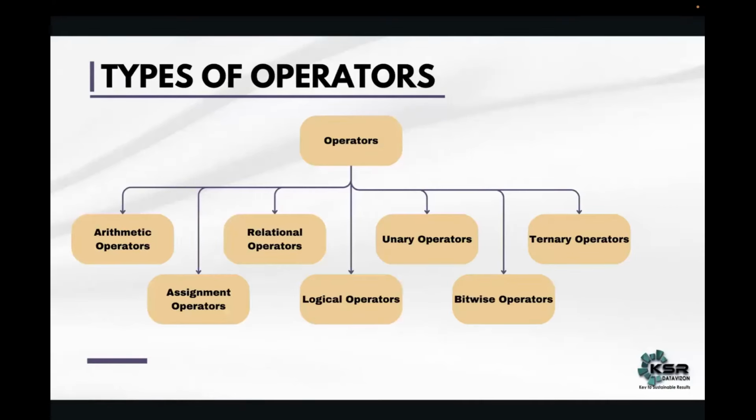So what were the types of operators? Arithmetic operator, assignment operator, relational operator, logical operator. These four we have seen yesterday. Arithmetic is for calculation. Assignment is for assigning values to variables. Relational operator is for comparison. And logical operator is for logical operations like AND, NOT, and OR. Today we'll see unary operators, bitwise operators, and ternary operators. Okay, I'll just start the demo.